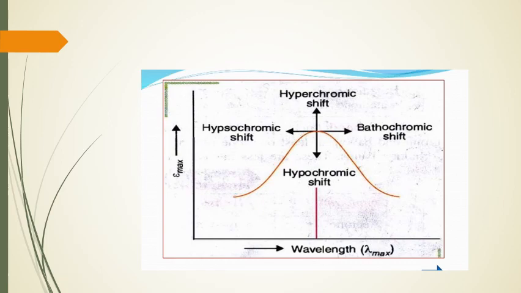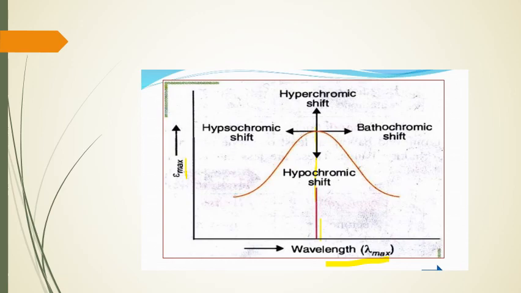This is the absorption spectra we get from UV visible spectroscopy. On the x-axis we have the wavelength. This is the peak representing the maximum wavelength which is absorbed by the sample. On the y-axis we have the intensity of the radiation which is absorbed by the sample. So this is the absorption spectra, and this is the lambda max. Now we are able to see the various shifts in this lambda max caused by the various groups responsible.